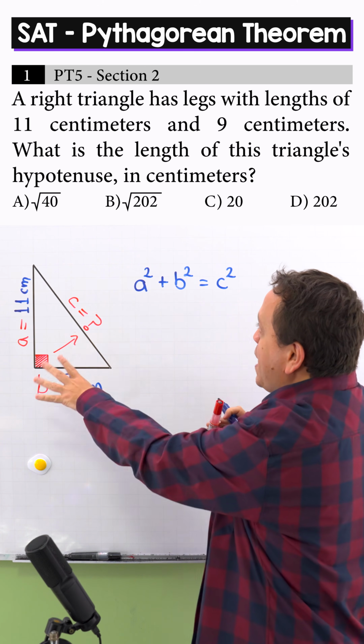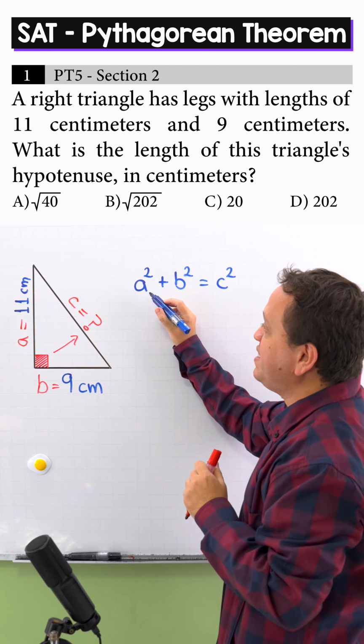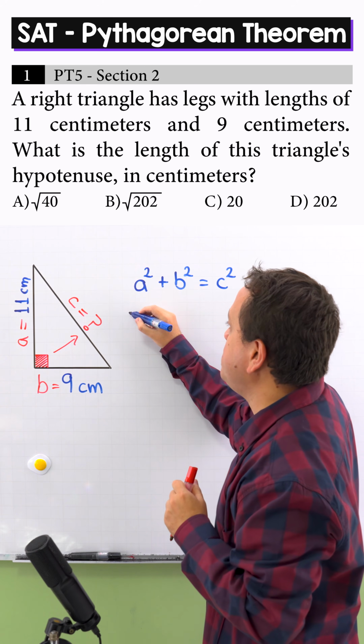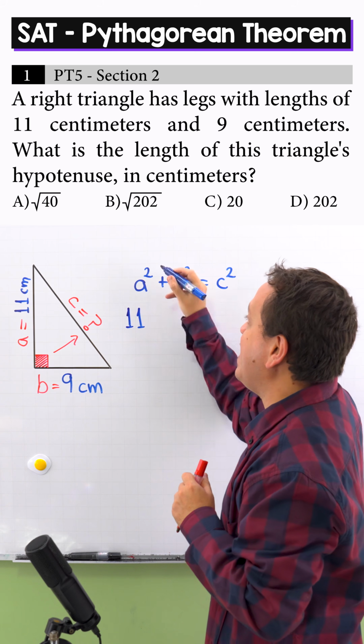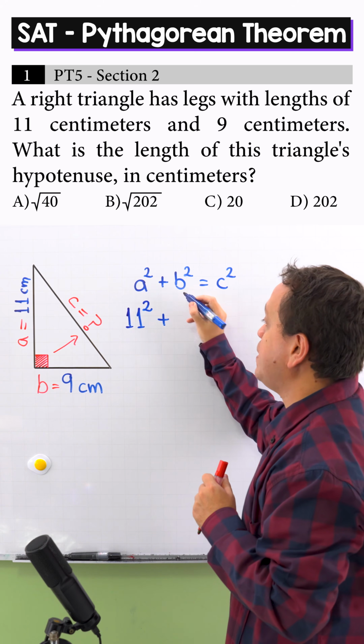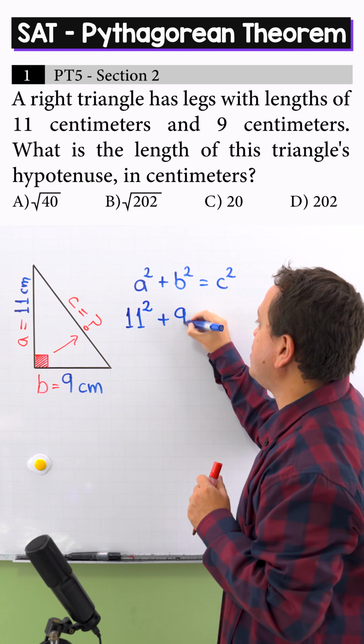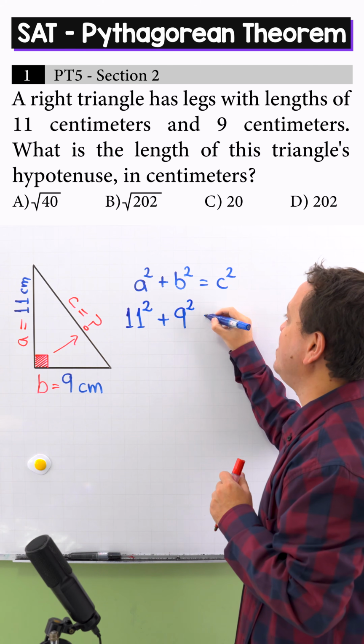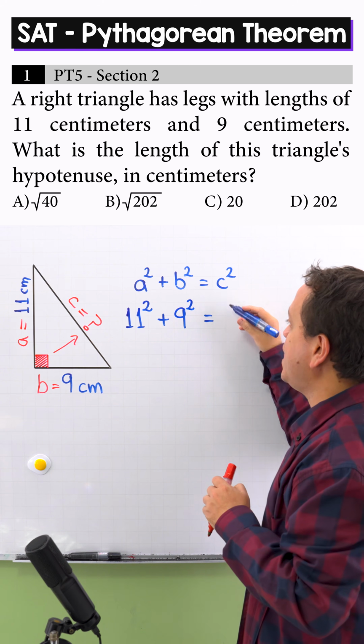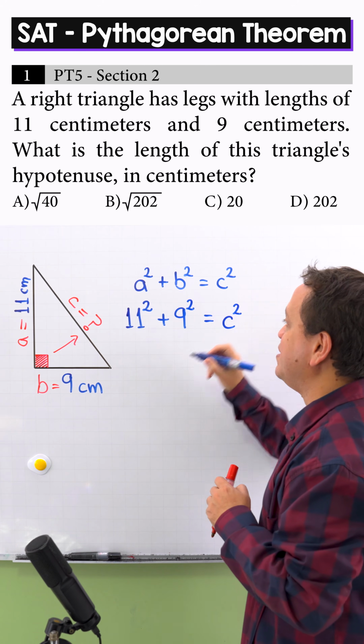It's time to plug these values into our Pythagorean theorem. Let's start with a. a equals 11 centimeters. We're going to put 11 and then comes the exponent 2. Plus b. b equals 9 centimeters. 9 and then comes the exponent 2. And this is equal to c, the length of the hypotenuse. And don't forget the exponent 2.